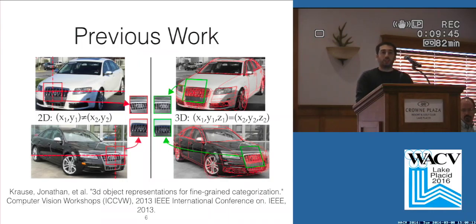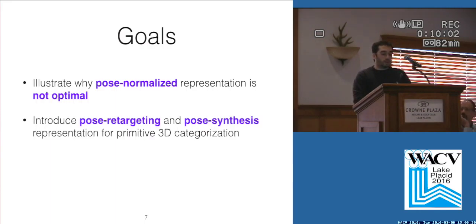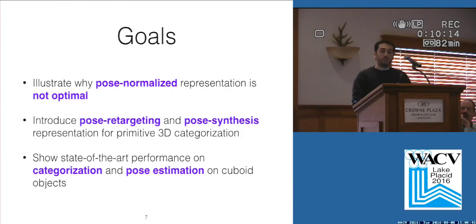It has been applied to categorizing birds, and also applied to categorizing cars. So these are all objects that have similar shape, but the differences are very subtle, and you have to look at the appearance of the object. So the goal of this talk is to show that this pose-normalization representation is not optimal, and also to introduce two alternative representations, pose retargeting and pose synthesis, and show how to apply them to the problem of cuboid categorization, and also show that these alternative approaches can achieve state-of-the-art results.